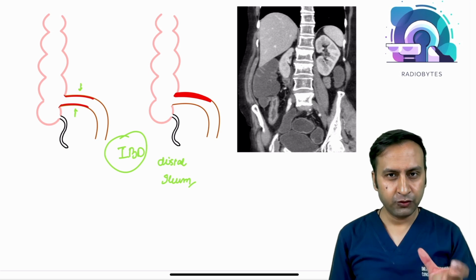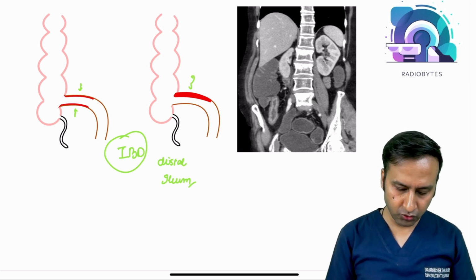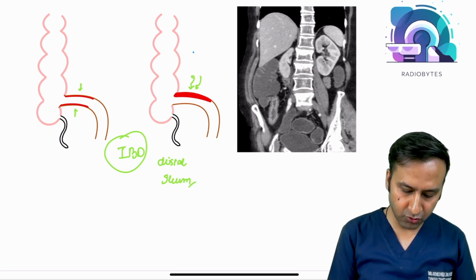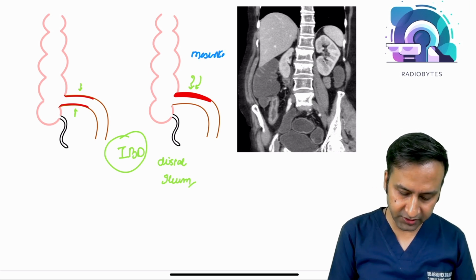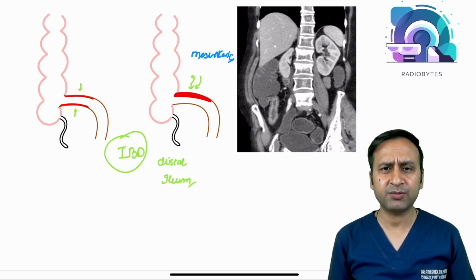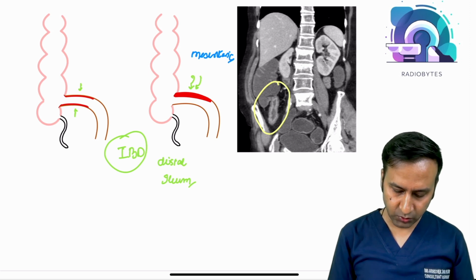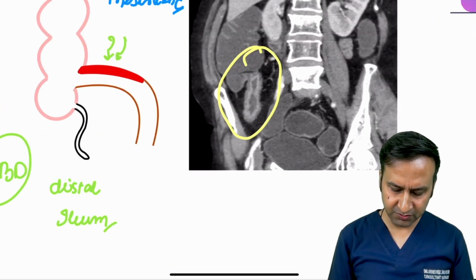We can get a diffuse thickening, a concentric thickening, but the more common way is an asymmetric mural thickening affecting the mesenteric aspect. Now this is important. The mesenteric aspect of the bowel wall is affected more as compared to the anti-mesenteric aspect. If we do a CT scan at this particular stage, we can get something like this. What we're seeing here is again a thickened bowel wall. Let me just magnify it for you.